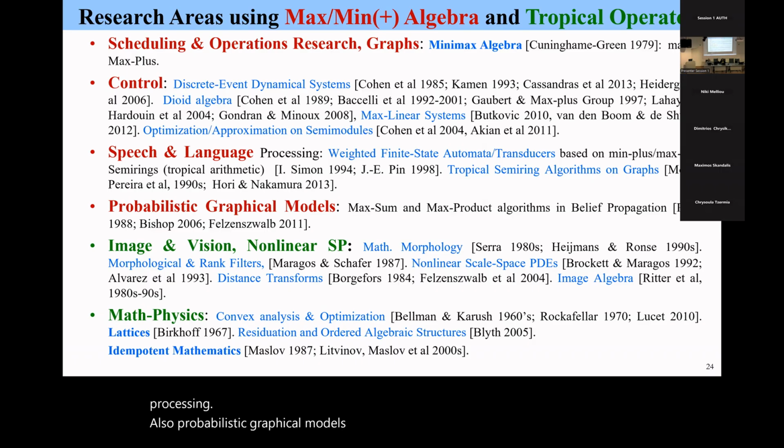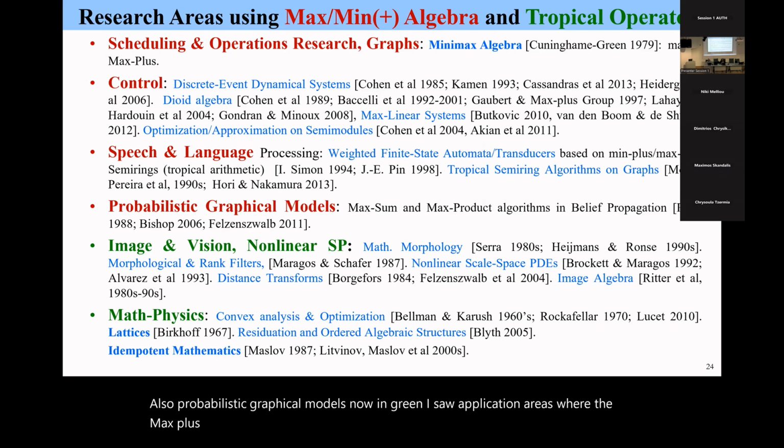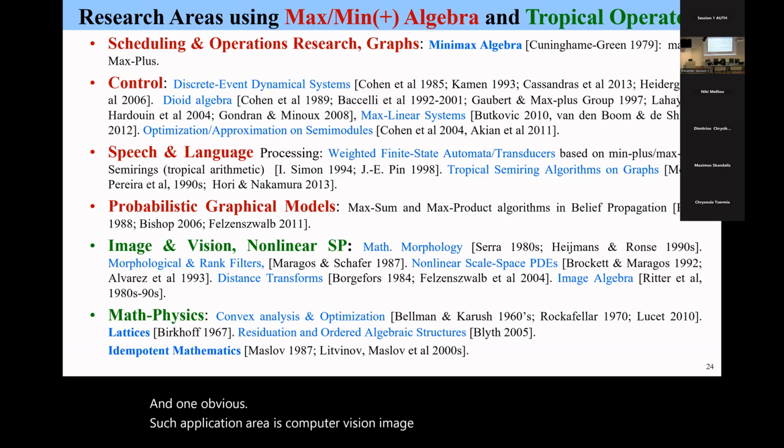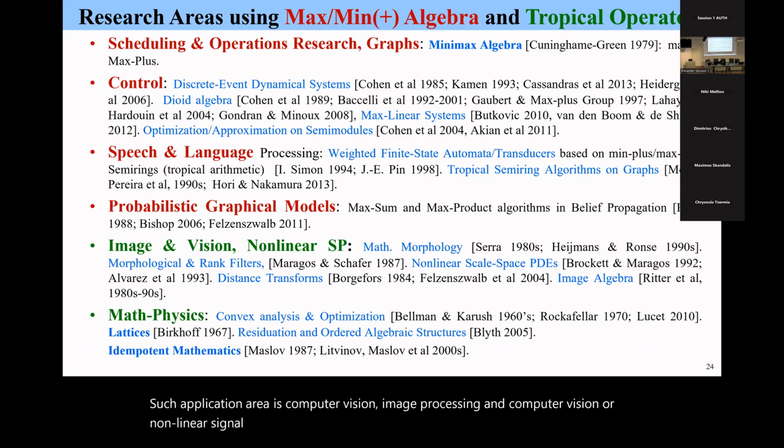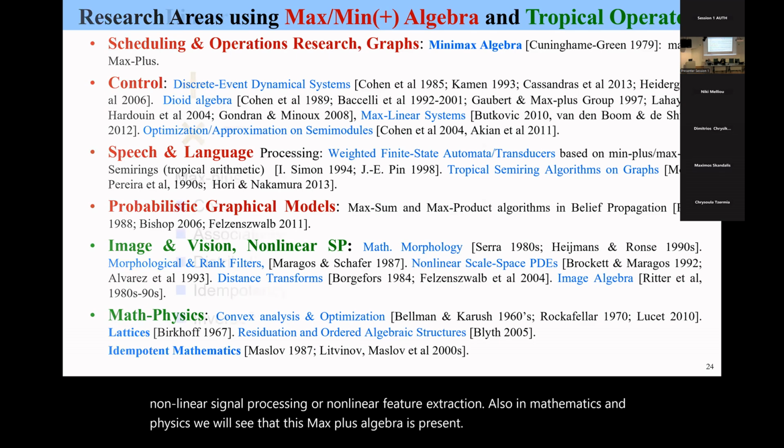Now in green, I show application areas where the max-plus algebra involves sometimes infinite dimensional spaces like signals, images. And one obvious such application area is computer vision, image processing and computer vision, or nonlinear signal processing, or nonlinear feature extraction. Also in mathematics and physics, we will see that this max-plus algebra is present. A few examples.